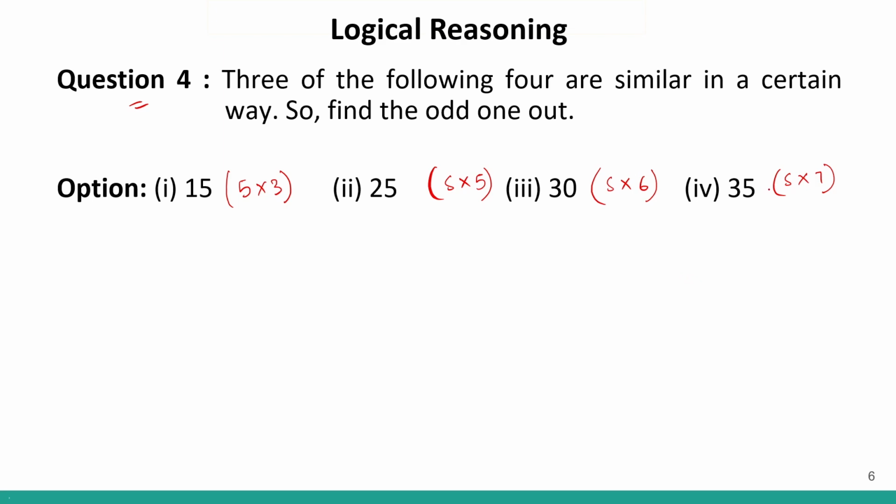If I look at these numbers, I can see that we are multiplying 5 with a prime number. 3 is a prime number. Similarly, over here, 5 is also a prime number, so we are multiplying 5 with a prime number. If I look over here, this is not a prime number, this is a composite number.